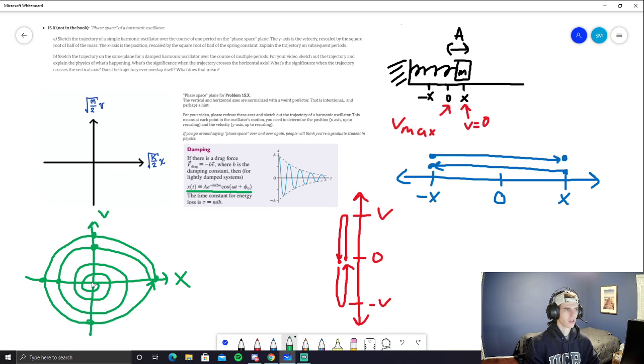So yeah, that's the way I thought about this problem. Hopefully that was a good explanation.